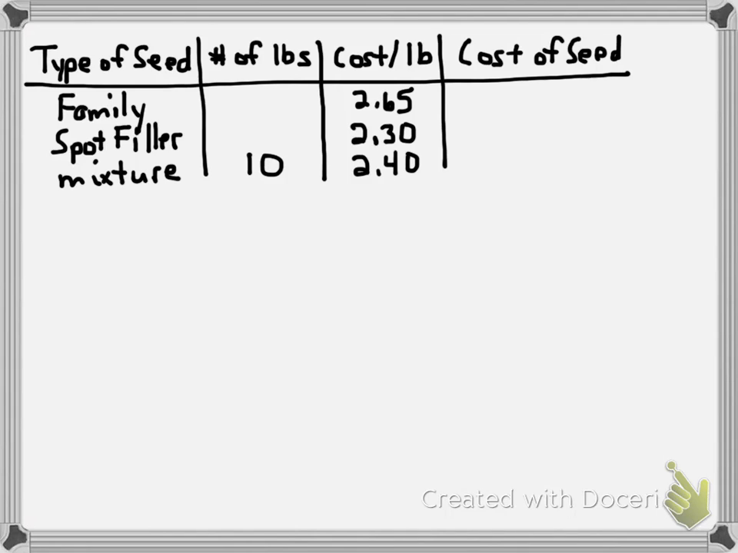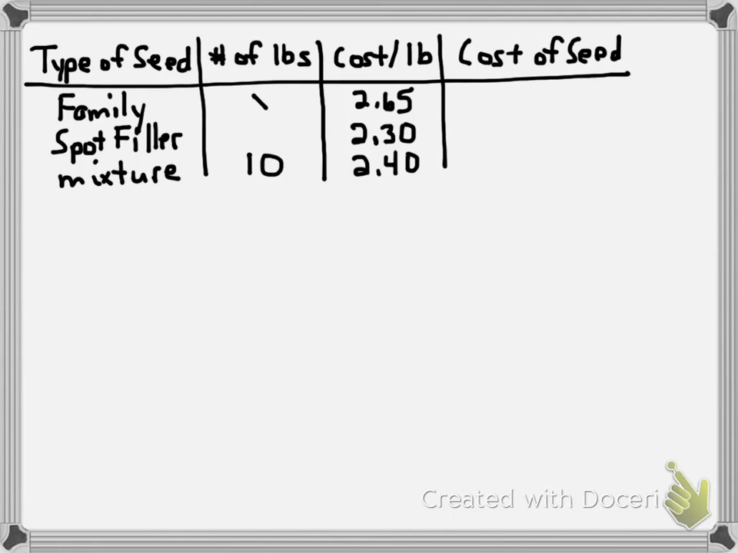Well, we don't know how many pounds we have of the two different kinds of seed. Let's take an example. Let's pretend that we know that we have 6 pounds of family grass seed. Then how many pounds of the spot filler grass seed would we have? If you said 4, you would be correct. To get the 4, you should have taken the total amount, which is the 10, and subtracted the number of pounds of family grass seed, which was 6. That will give you 4.